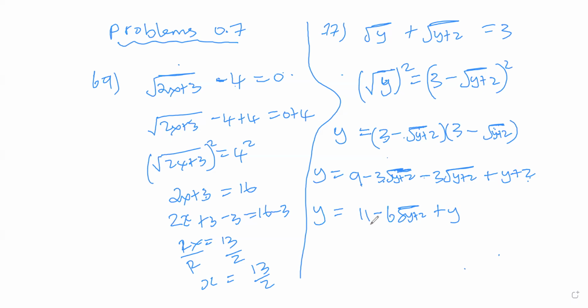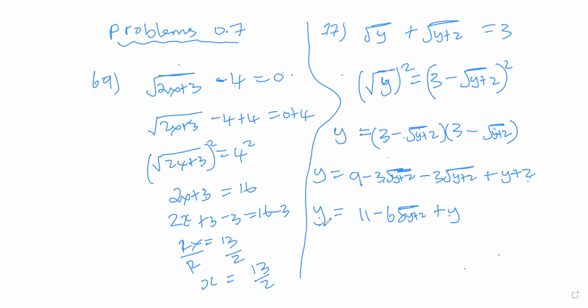Our goal is to eliminate all the radicals and end up with a linear equation to solve for x. So we still have this radical in our equation. We isolate it again and square both sides. We keep isolating the radicals and squaring both sides until we no longer have any radical in our equation. We do that by moving the y to this side and the 11 to this side.